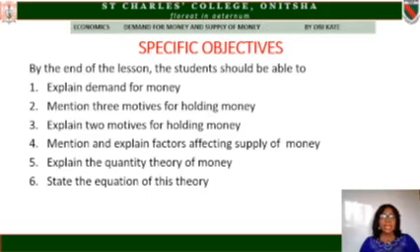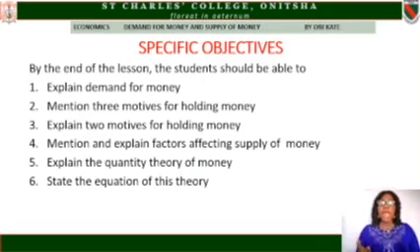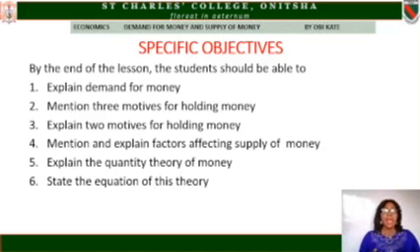Before we go into the main lesson, let us look at the specific objectives. By the end of this lesson, you should be able to: 1. Explain demand for money. 2. Mention 3 motives for holding money. 3. Explain 2 motives for holding money. 4. Mention and explain factors affecting supply of money. 5. Explain the quantity theory of money. And 6. State the equation of this theory.